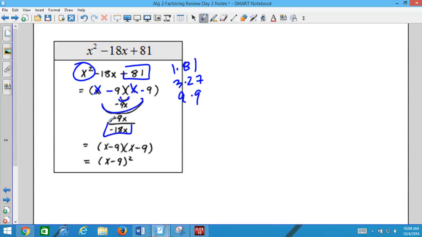But here's what I want you to get out of this example. If they are exactly the same, you have to write them as one binomial squared. They're exactly the same, you have to do that last step.